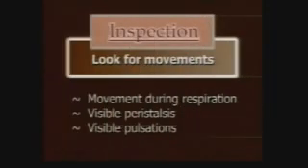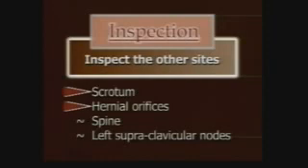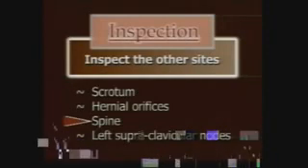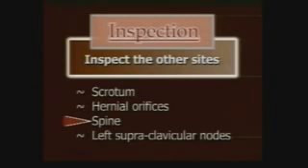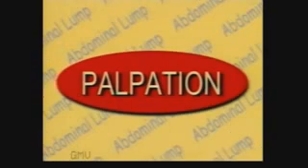Observe the movements of the abdominal wall and movements of the lump with respiration. Look for visible peristalsis and visible pulsations in the lump. Ask the patient to stand and inspect the hernial orifices and the scrotum. From the back side, inspect the spine, paraspinal regions and the renal angles. And lastly, inspect the left supraclavicular region for swelling. Now let us proceed to palpation.